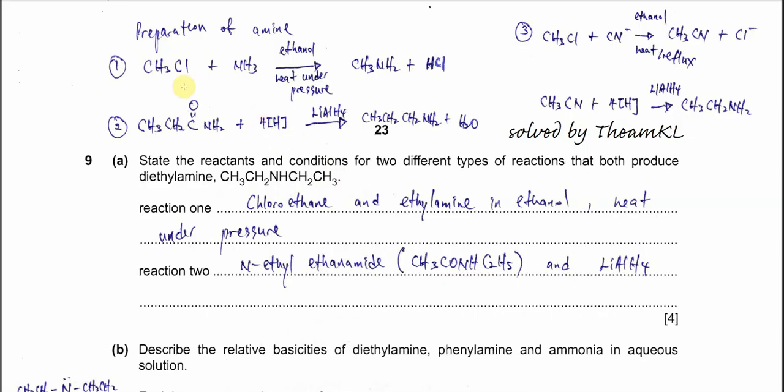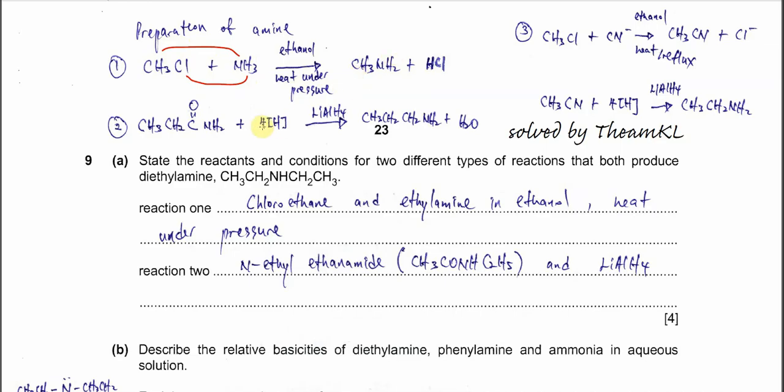First, we use halogenoalkane with ammonia in ethanol, heat under pressure, so it will form the amine and the HCl. So it's basically one of the H here reacts with Cl to form HCl, and the NH2 will bond with this CH3 to form this.